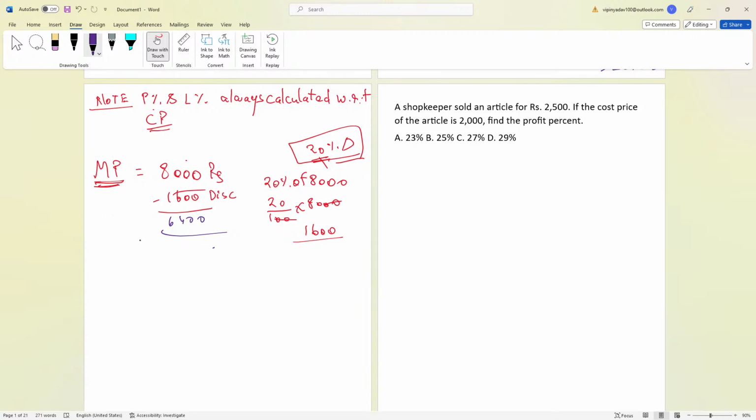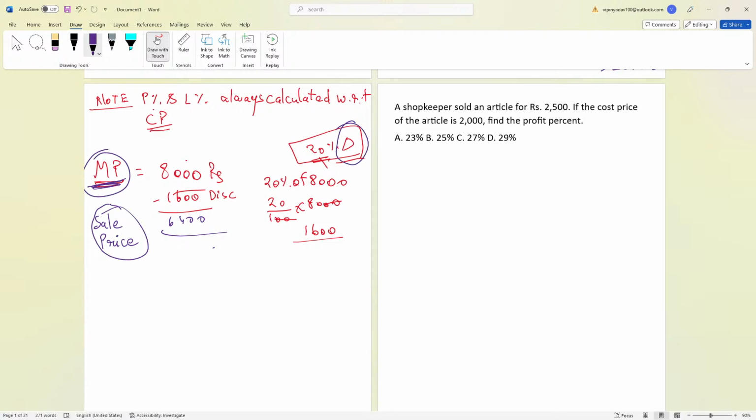And what do we call this? Let me tell you everybody, this 6,400 is not the selling price. Sometimes we say that, but exactly, if I tell you correctly, it is called the sale price. In the world of marked price, we discuss the discount, we discuss the sale price, and the marked price over here.